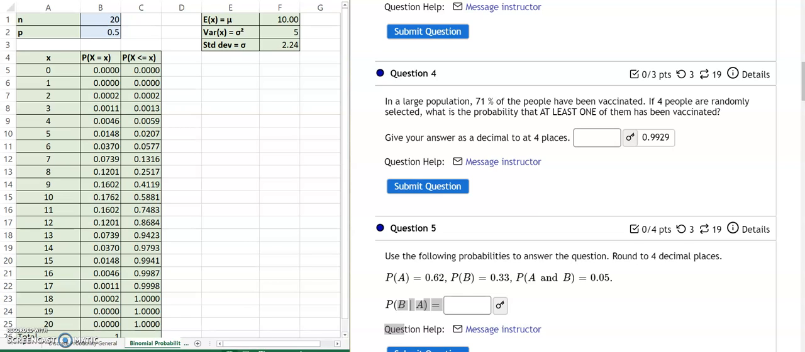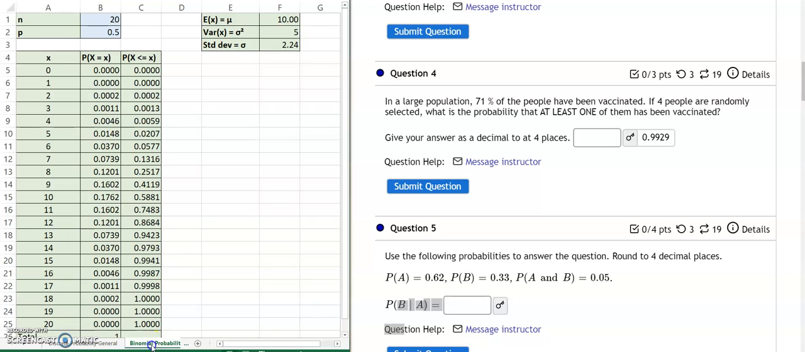So before we can get started, we need to know what kind of probability distribution we are going to be working with. In this case, we only are given the probability of one thing happening and its opposite. So we know that 71% of people have been vaccinated. The opposite of that would be 29% of people that were not vaccinated. In this case, there's only 2 options, whether the person was vaccinated or they weren't vaccinated. Because there's only 2 options, we choose the binomial probability distribution.